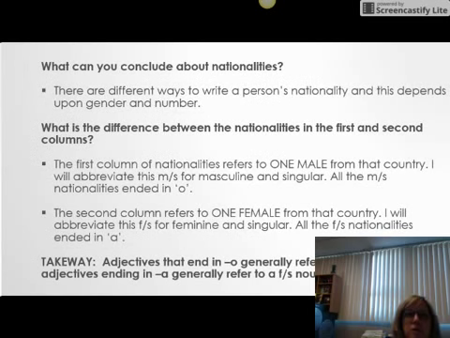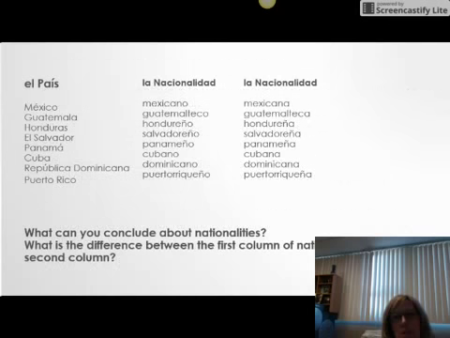So hopefully what you concluded is that there are different ways to talk about people's nationality, and that is dependent upon the gender of the individual and the number of people that you're giving the nationality for. If we go back to the first column, you see that all of those nationalities end in O. And in the second column, all of the nationalities end in A.